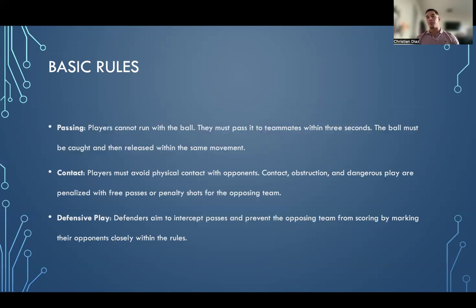Passing, you cannot run with the ball. So that is a very important rule. You have to let go of the ball within 3 seconds. The ball must be caught and then released within the same moment, pretty much. Players cannot do any physical contact, no obstructions, or no dangerous plays. If this happens, they will be penalized with free passes or penalty shots.